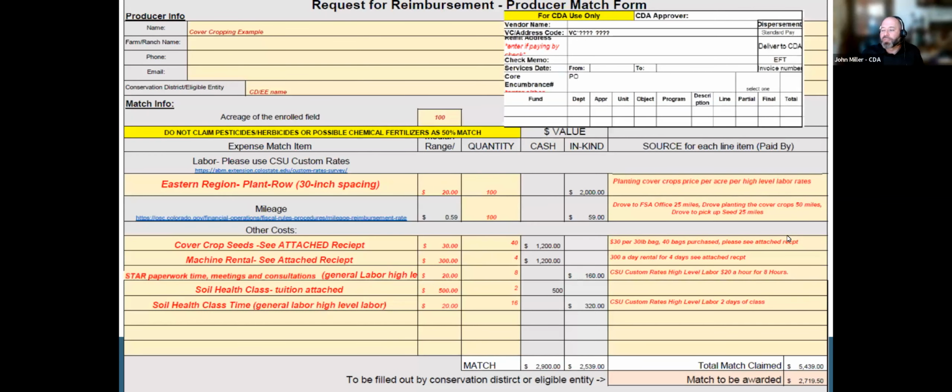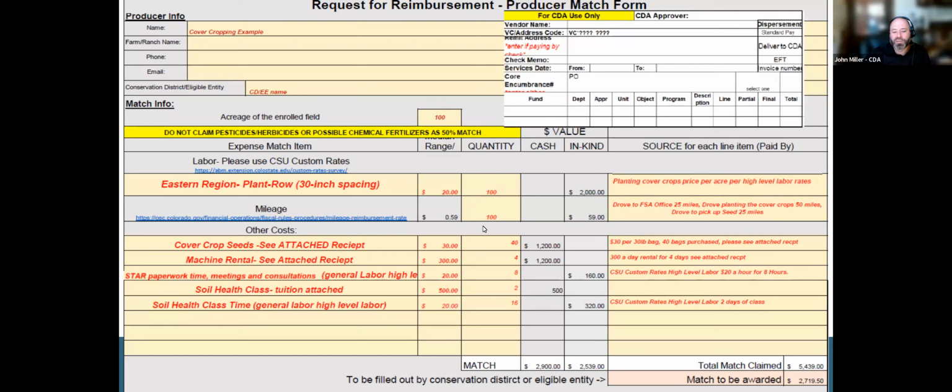So this is an example reimbursement form for the scenario I just went through with the cover cropping. So you can see here, this person went to the CSU custom rates, and they looked on the eastern region because this took place out on the eastern plains. And they went to the planting row of 30-inch spacing, and they took the amount provided by CSU and came up with $2,000 for their reimbursement cost for planting the cover crop, which was a price per acreage on that CSU list. And they used the high level labor rates for that.